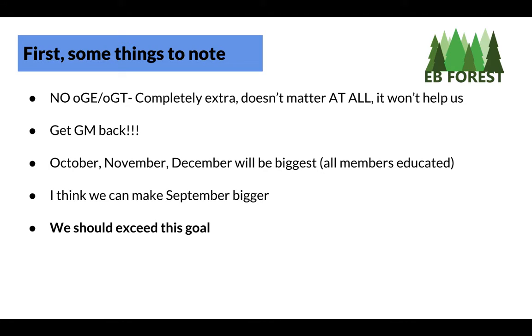October, November, December should be our biggest because we'll have more members and they'll all be educated, and we'll also have you guys as fully functioning TLs. But I do think we can make September bigger, specifically with IXP, because we do have members who want to go abroad. We can get those new members who want to go abroad. But really, I think overall we should exceed this goal of 23.